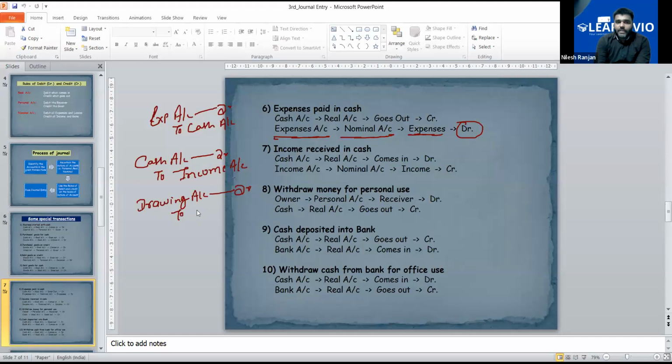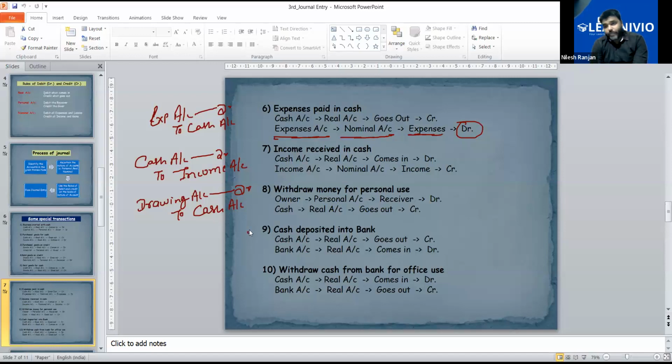Now, in this type of transaction, there can be withdrawal of goods also. Let's say the business is of electric equipments like bulb, fan, and other things. So, if he takes some bulb for personal use, in that case, you have to write drawing account debit to purchase account because he's not taking cash. Yes, sir. You have to write purchase account. Okay.